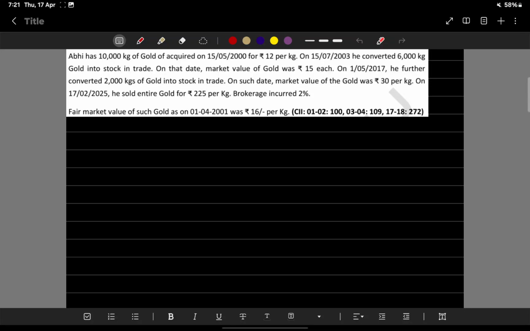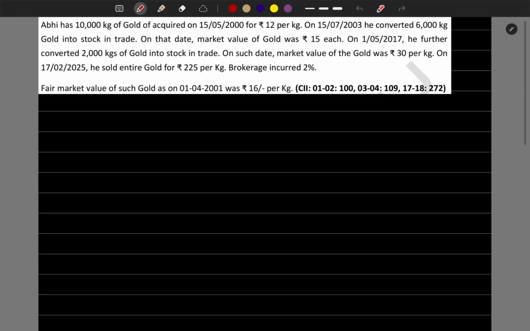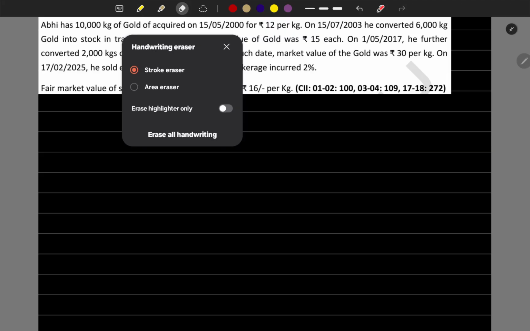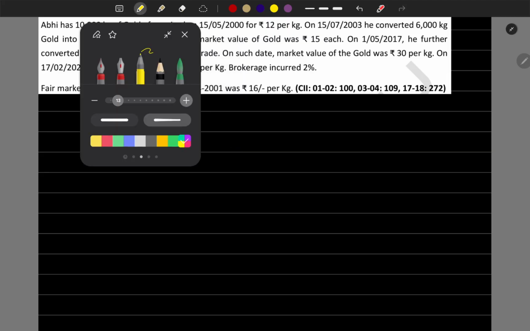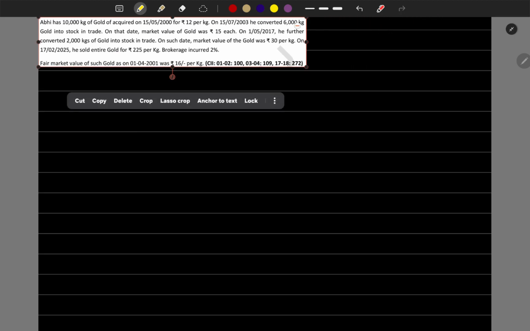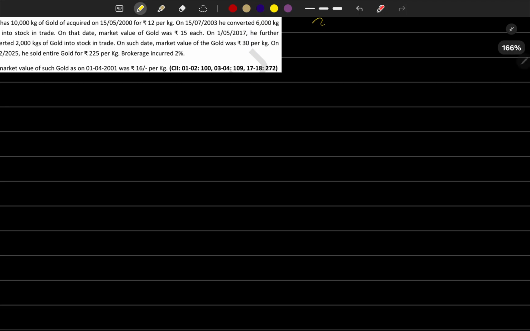Welcome back. Today we are going to solve one problem from the capital gains chapter, and this is from capital asset conversion. This problem is a capital asset converted to stock in trade, in different time periods, and this is one of the comprehensive problems from that area. So let's solve this problem.